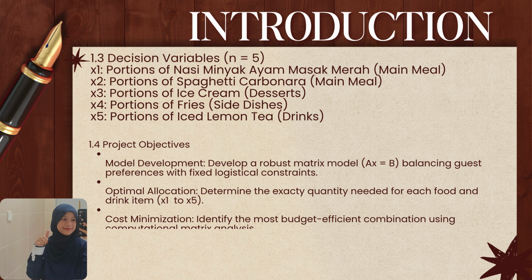For 1.4, project objective, we want to develop a strong matrix model that balances guest preference with fixed rules. Second, we want to find the exact food and drink numbers needed. Third, we aim to find the most cost-efficient setup using computer matrix analysis. And lastly, we want to apply a clear system to stop over-ordering and completely eradicate food and financial waste.